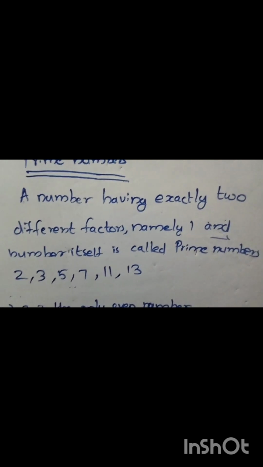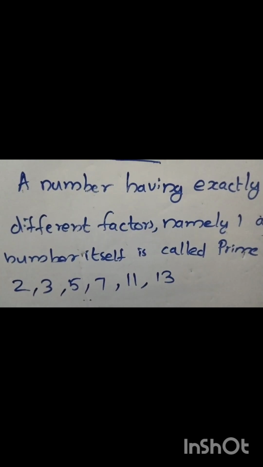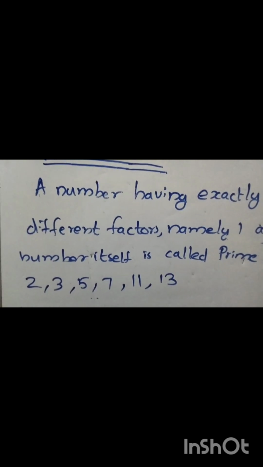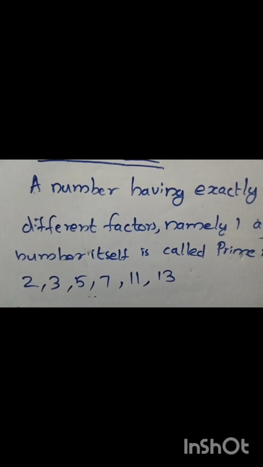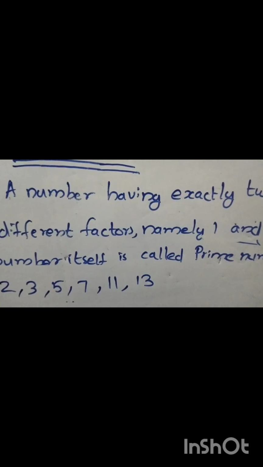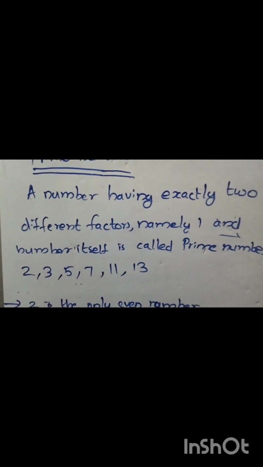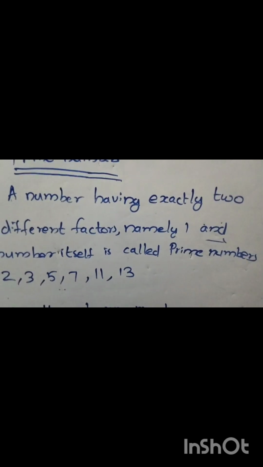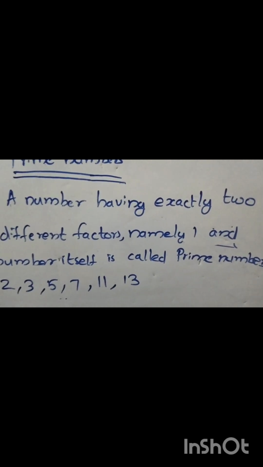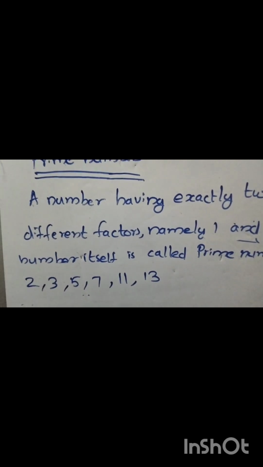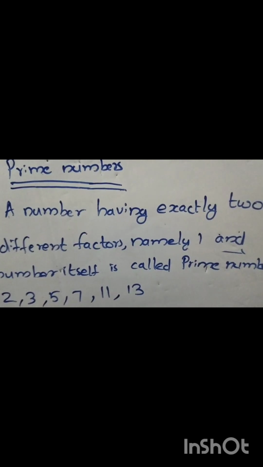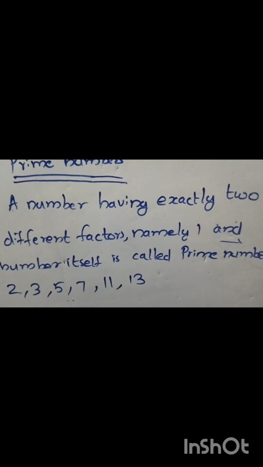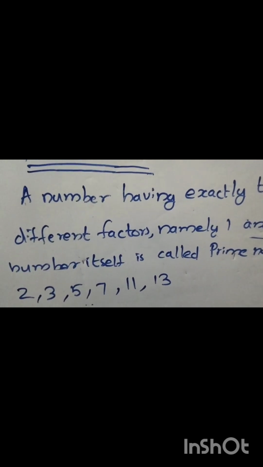So take the example of 2. The factors are 1 and 2. Take the factors of 3. We get the given number 3 by the factors 1 and 3 only. 5 is also like that, 7 also, 11 also, 13 also. But when we consider even numbers, we know that there are more than two factors: 1, the number itself, and more. So even numbers will not be prime numbers.